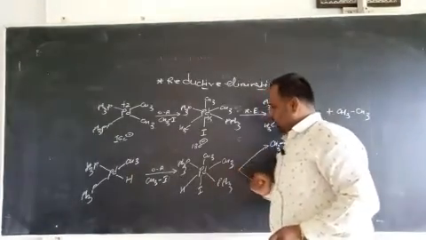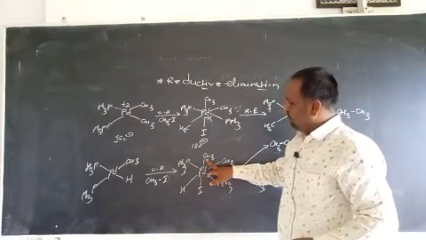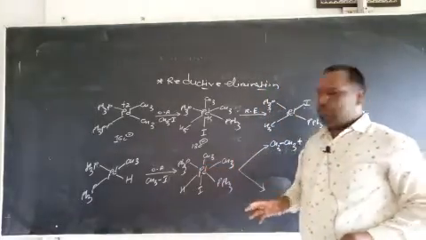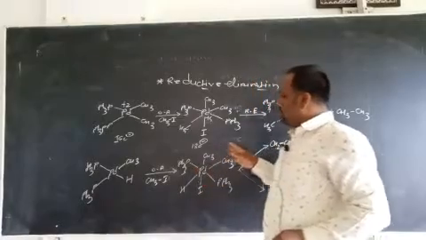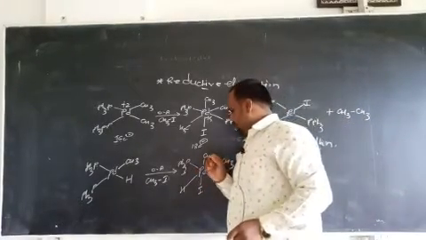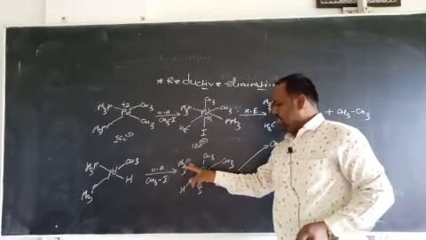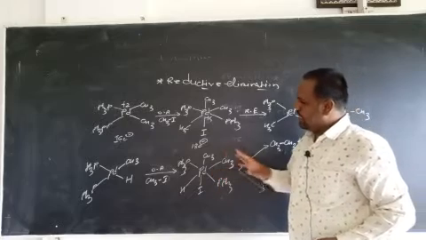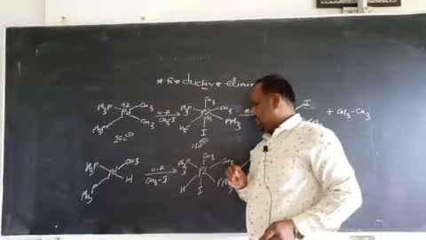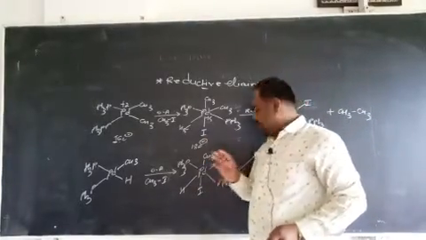Another product which is obtained in this reaction is that this methyl group and this hydrogen are also cis to each other. So which ligands are cis and which ligands are considered as trans? Remember one point, that if the bond angle between the two ligands is 180 degrees, then they are trans to each other, and if the bond angle is less than 180 degrees, they are considered as cis.